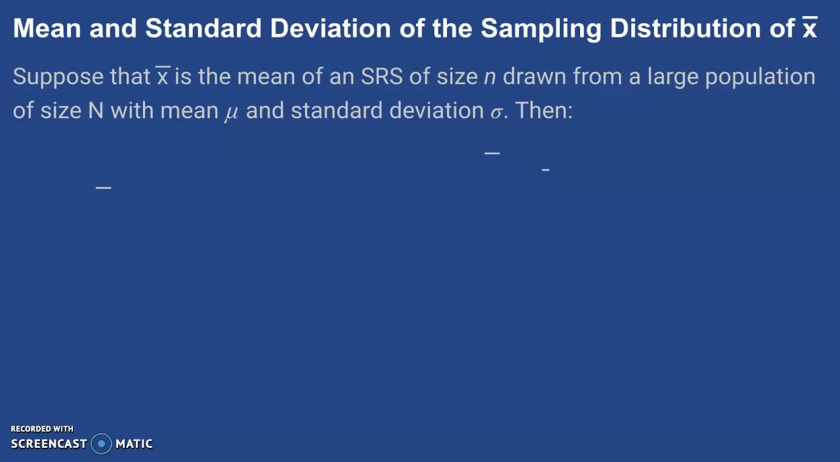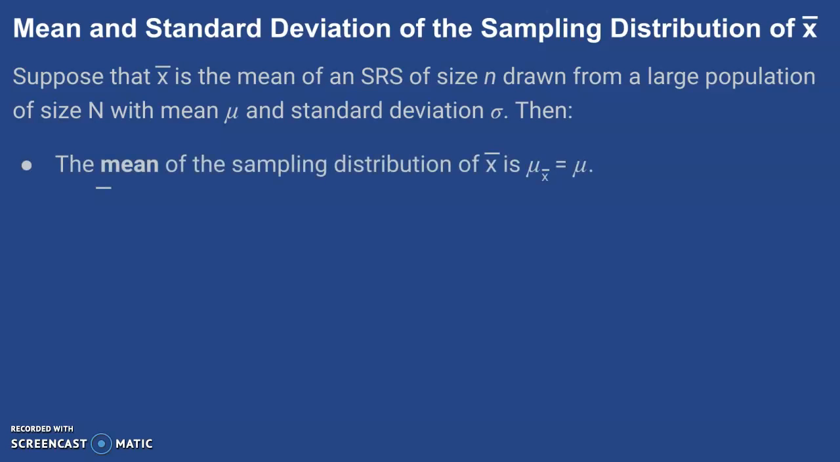Suppose that x bar is the mean of an SRS of size n drawn from a large population of size big N with a mean mu and a standard deviation sigma. Then the mean of the sampling distribution of x bar is the mean of the population. So mu x bar equals mu. Therefore, x bar is an unbiased estimator of the mean for the population.